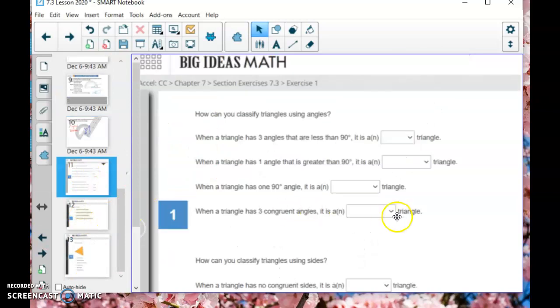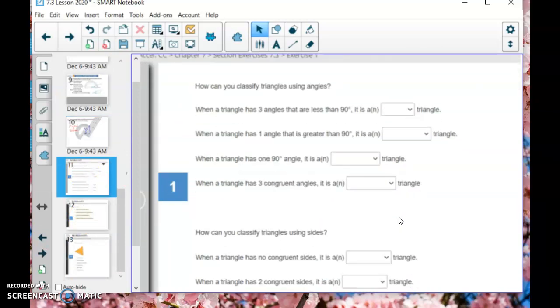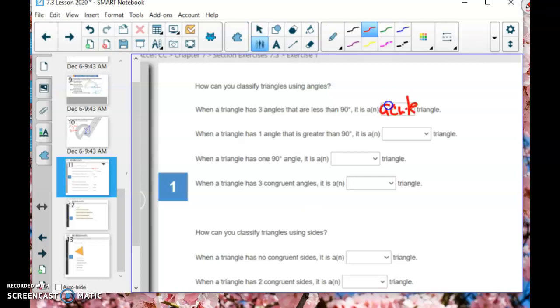All right, now you can open up bigideasmath.com, and we can get started on the first question here. So lots of fill in the blank for this one. When a triangle has 3 angles that are less than 90 degrees, it is an acute triangle. When a triangle has 1 angle that is greater than 90, it is an obtuse triangle. When a triangle has one 90-degree angle, it is a right triangle. When a triangle has 3 congruent angles, it is an equiangular triangle.